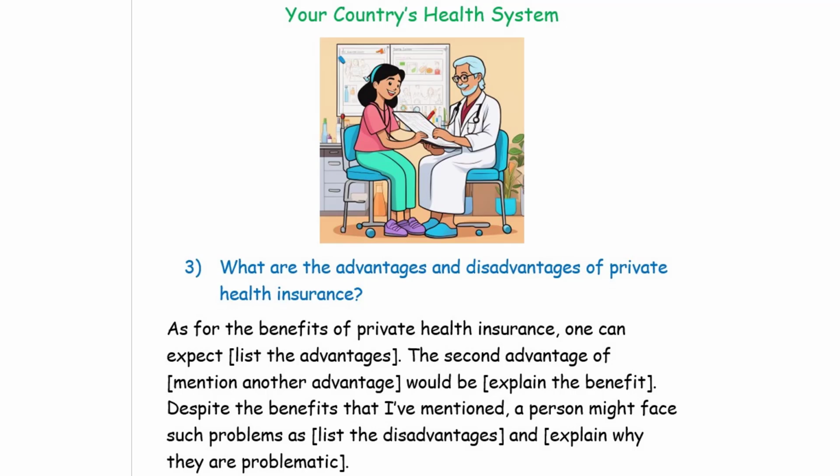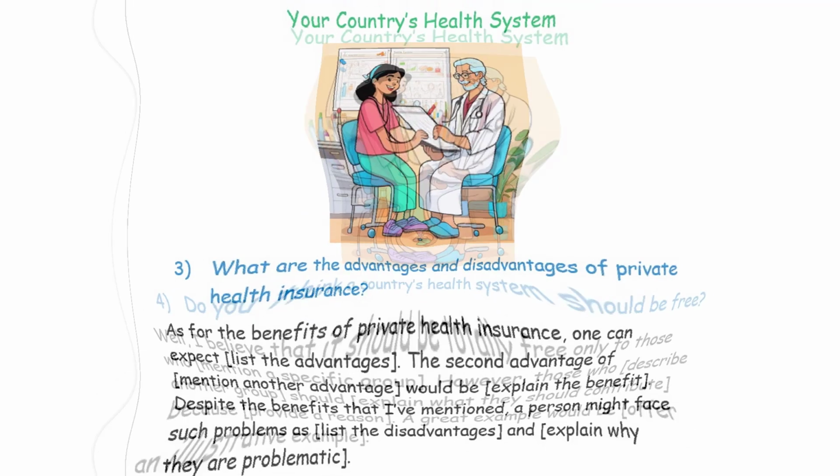What are the advantages and disadvantages of private health insurance? As for the benefits of private health insurance, one can expect faster access to specialist care and elective procedures, as well as greater flexibility in choosing healthcare providers. The second advantage of private health insurance would be access to additional services such as dental and optical care, which may not be covered by public healthcare. Despite the benefits that I've mentioned, a person might face such problems as high premiums and exclusions for pre-existing conditions because these factors can limit accessibility and affordability for certain individuals.